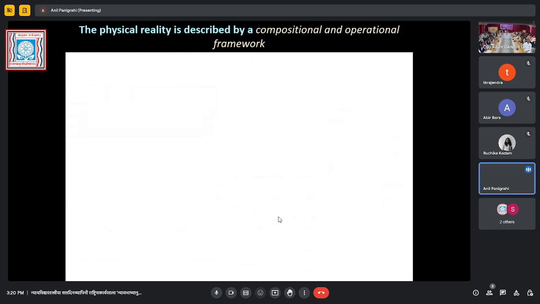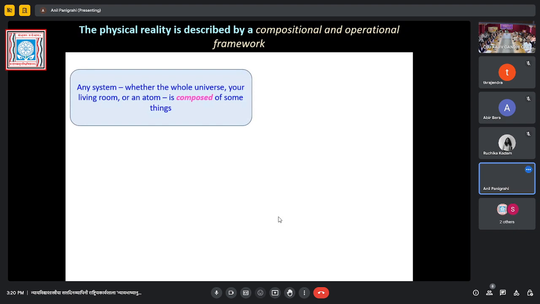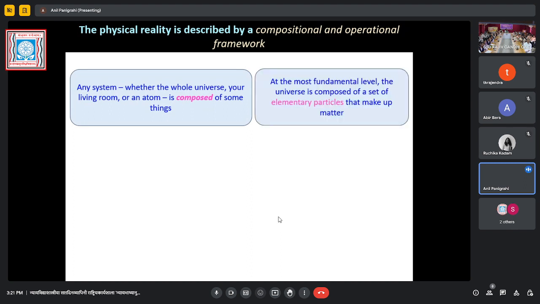Now, whenever we are looking into any physical reality, we are looking into a system. So you as a human being are a system, or your conference room is a system. And a system has some components. It is composed of something. You, as a human being, are composed of cells, tissues, bone, blood, everything, right? So those are the components. And at the very most fundamental level, the physical reality is composed of elementary particles.